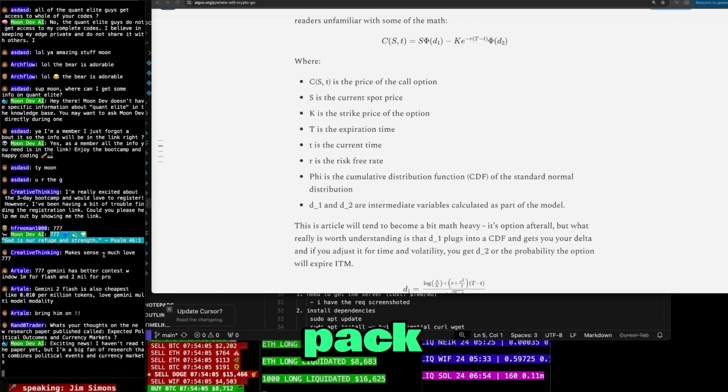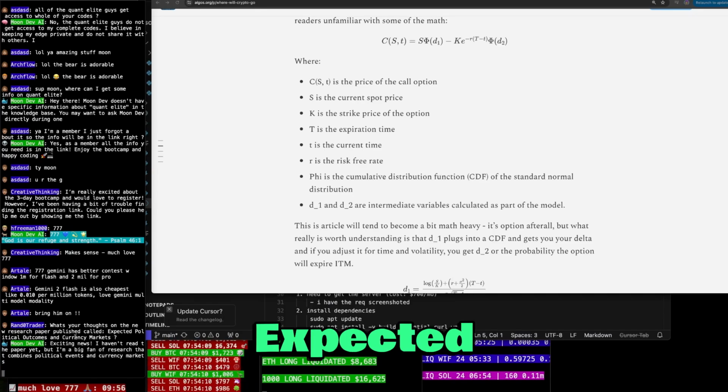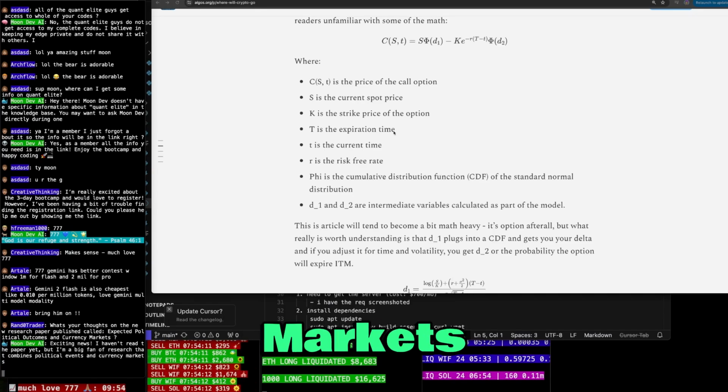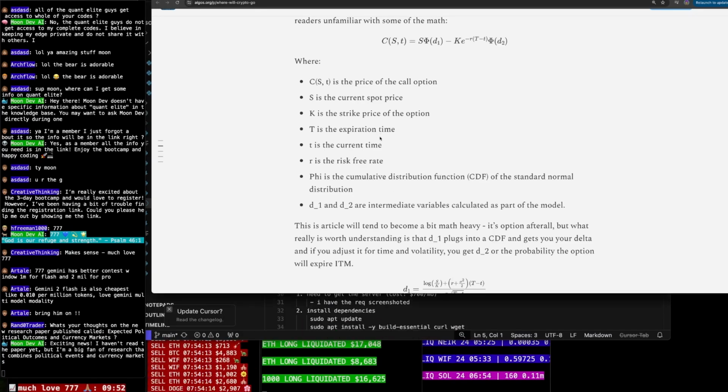Don't follow the pack. What are your thoughts on the new research paper published called Expected Political Outcomes in Currency Markets? I haven't read that.